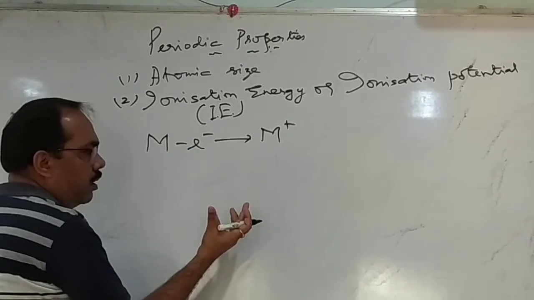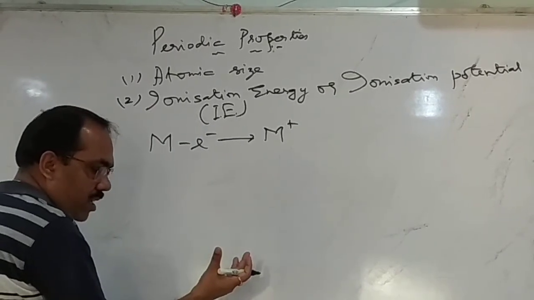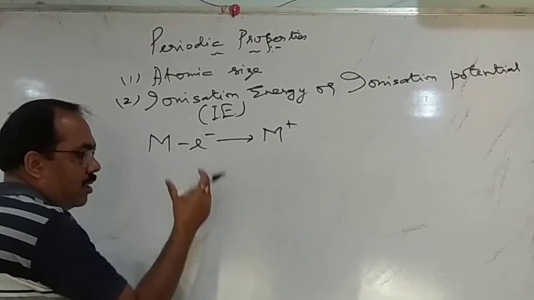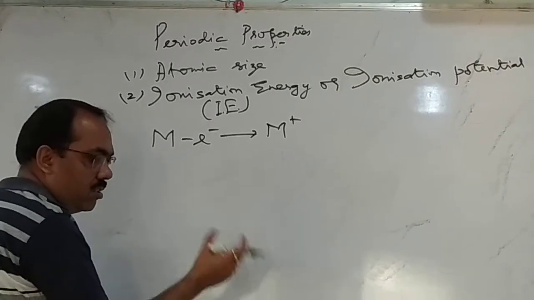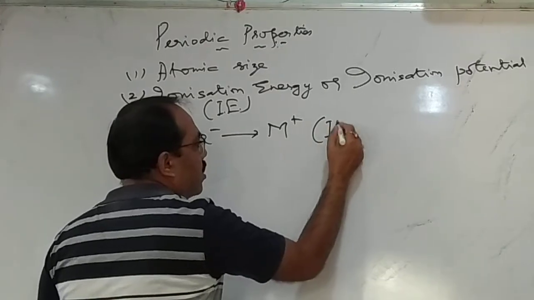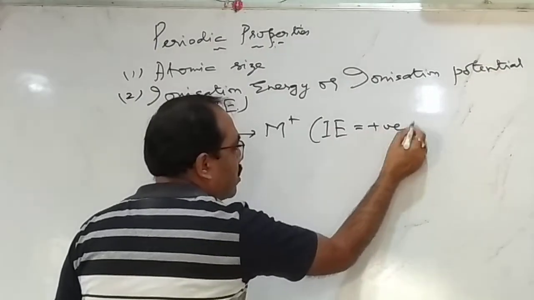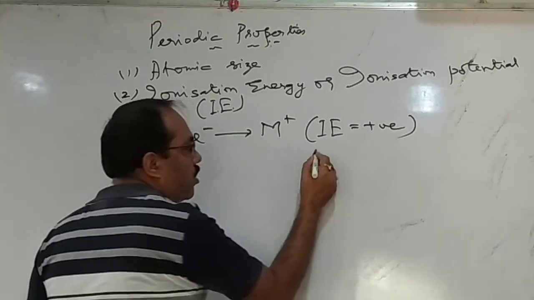From an atom. Isolated means a single atom. Why is it a gaseous atom? Because in a gas, the atoms are far apart from each other, so it is easy to remove an electron from it. That energy is known as ionization energy. So it is the amount of energy required. Required means ionization energy is positive.